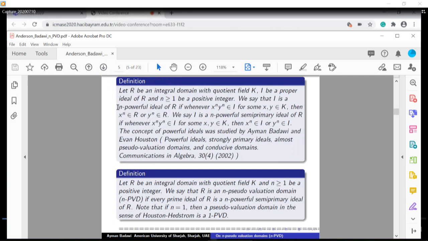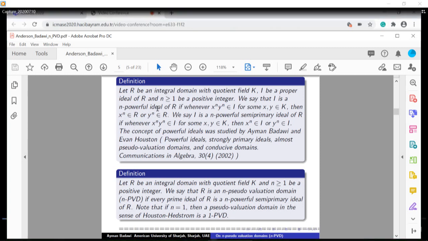So here is a new concept that we need. As usual, we let R be an integral domain with quotient field K. Then I is a proper ideal of R and n is bigger or equal to 1. So we fix n here; n will be a positive integer. Then we call I an n-powerful ideal if whenever x^n, y^n in I for some x, y in K, then x^n in R or y^n in R.